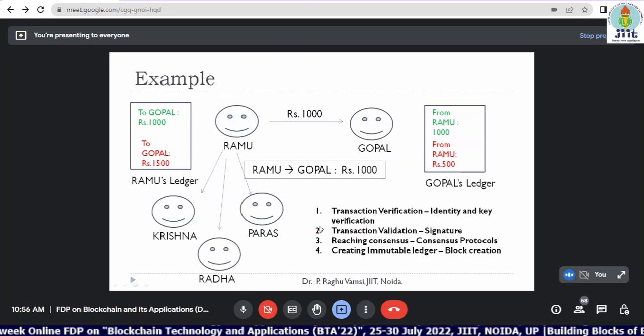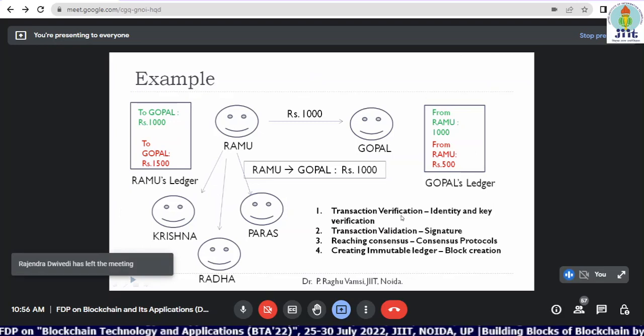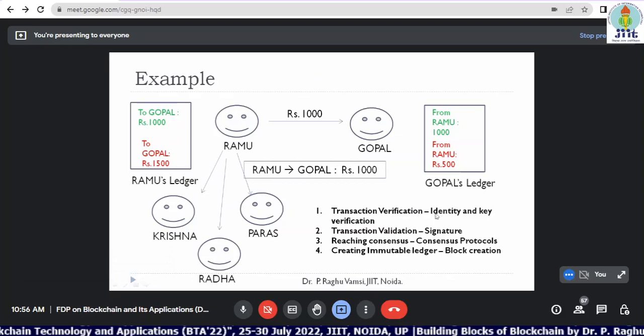Now, the building blocks of blockchains: first of all, one must have a thorough understanding of transaction verification, that is identity and key verification. Next is transaction validation, how the digital signatures are created and how they are verified, and what the different consensus protocols are with respect to public blockchains and private blockchains, and how to create these immutable ledgers. What are the popular cryptographic hash functions that can be used to create these immutable ledgers, and what other data structures like the Merkle tree are used in block creation should also be studied. So once you are thorough with these four things, then we can say that you are confident on the basic building blocks of the blockchain.